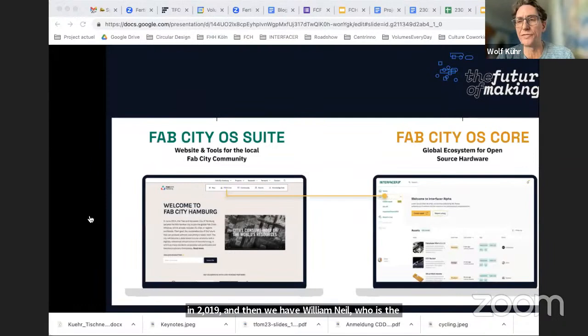One of our main outcomes, the Fab City operating system, will be presented in several talks. We now divide it into two parts, the Fab City OS suite and the Fab City OS core. If you want to know more about it, please come to the conference.